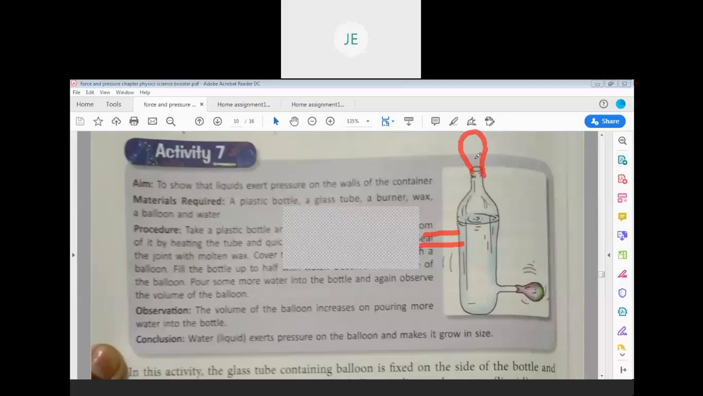And number two, if you are closing it with a balloon, there will be air pressure, atmospheric pressure, not due to liquid. Above the liquid surface, it is due to atmospheric pressure only, and not the liquid pressure. So in order to study liquid pressure, you have to fix the balloon here or here or here, anywhere where the liquid is present. Is it okay, Arkoprava? Yes, sir. Understood.